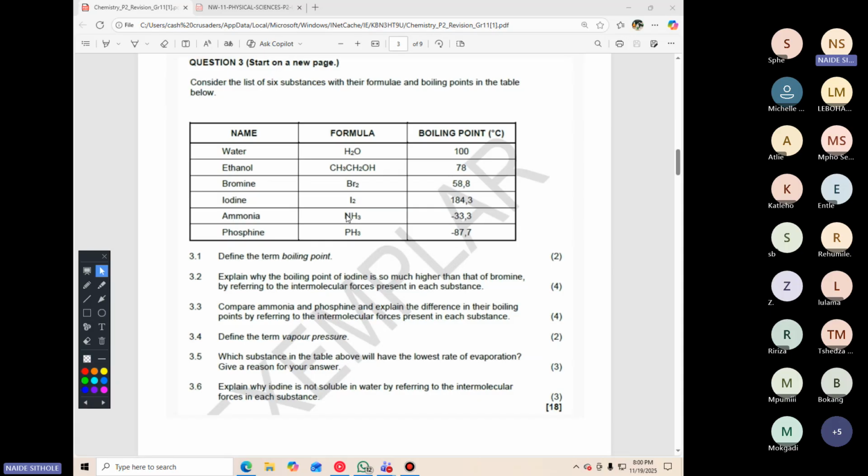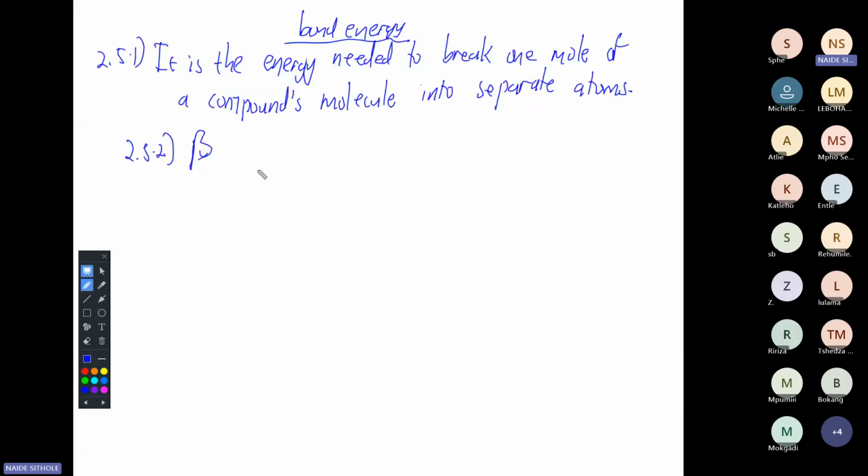Okay, question 3. Consider the list of 6 substances with their formulae and boiling points in the table below. Now they say define the term boiling point. You must know how to define boiling point according to the way they want it. So if you say boiling point is when a liquid changes to a gas, that is wrong. So how do we define a boiling point the way they want?